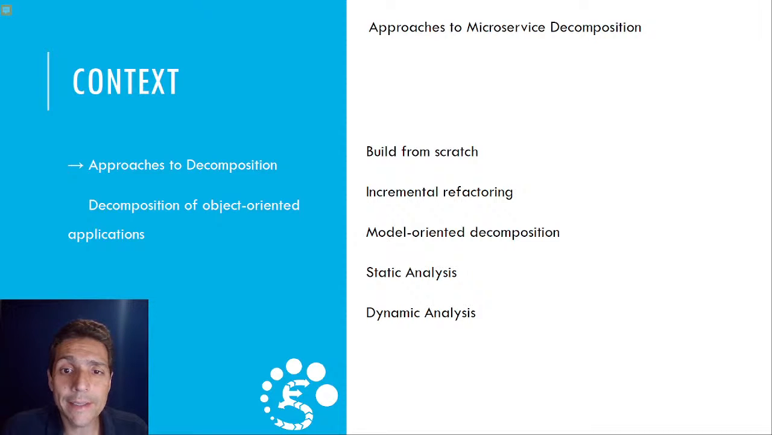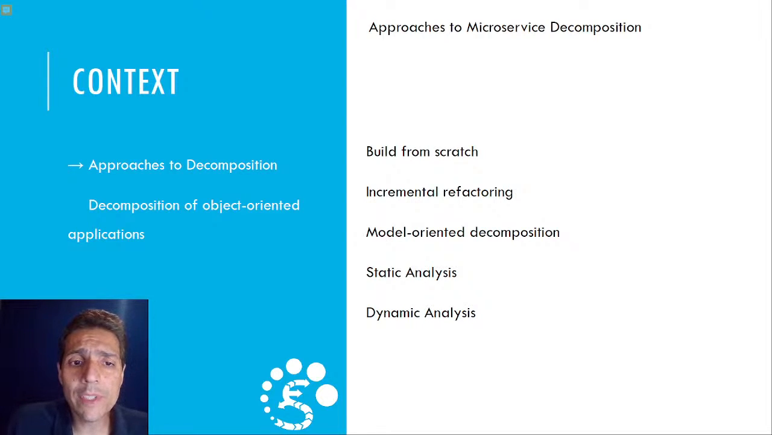There is another well-known and working approach, which is incremental refactoring, where you build the new features based on microservice architecture, keeping old features on the monolith. At some point, you're going to have two versions of the same feature or functionality, but as the software evolves, you gradually translate it to microservice architecture. So these two approaches are well known, and they work well.